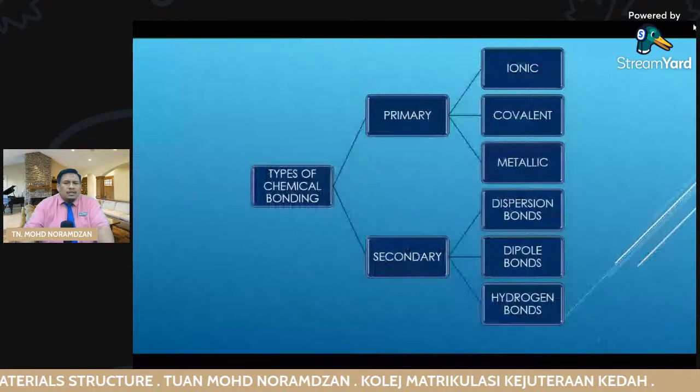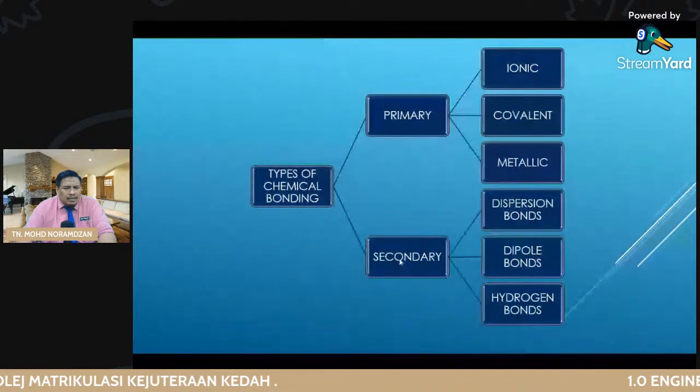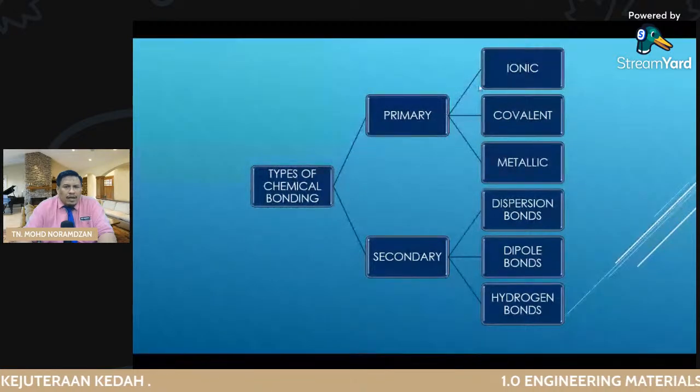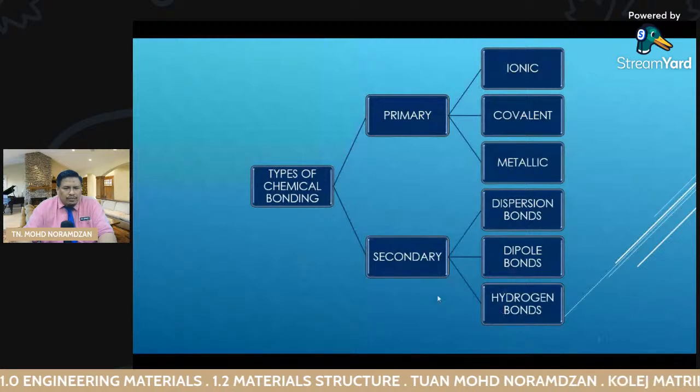So this is the conclusion. Type of chemical bond: primary and secondary bond. Primary have ionic, covalent, and metallic. Secondary: dispersion bond, dipole bond, hydrogen bond.